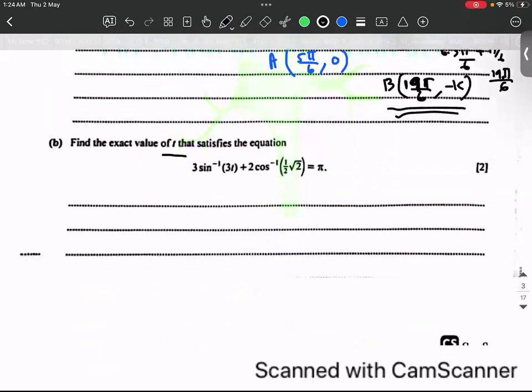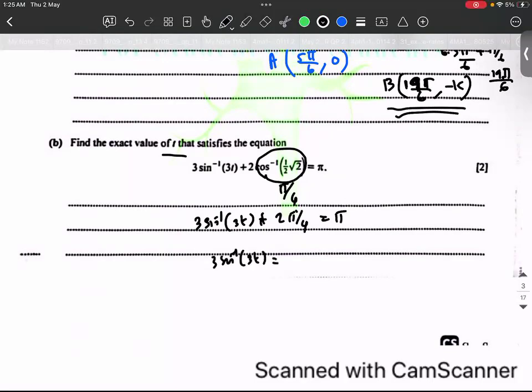Now find the exact value of t that satisfies the equation. There is no interval given in this question, and this is an inverse question. So in your calculator, take cos inverse of 1 by 2 root 2. This is given in radians, so we can report the answer in radians itself. Substituting this value in the calculator, we get pi by 4. So 3 sine inverse 3t plus 2 times pi by 4 is equal to pi.